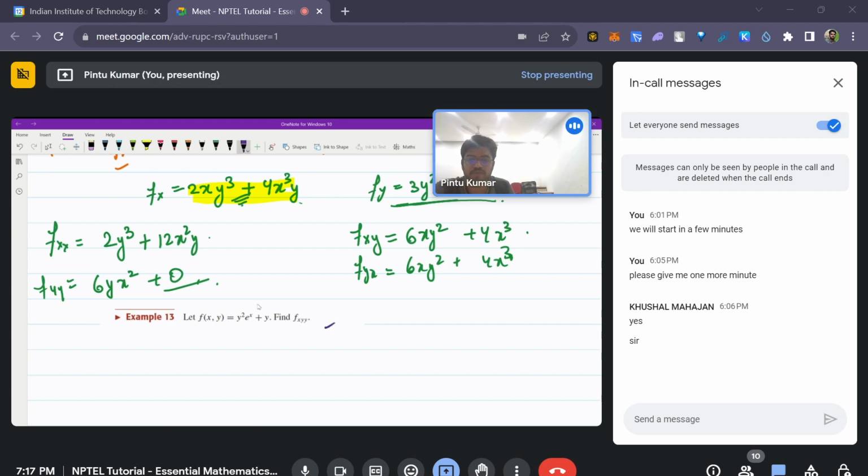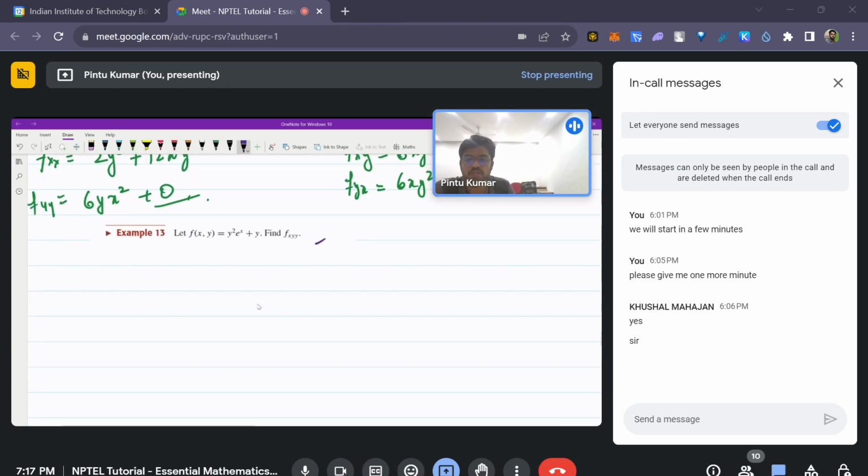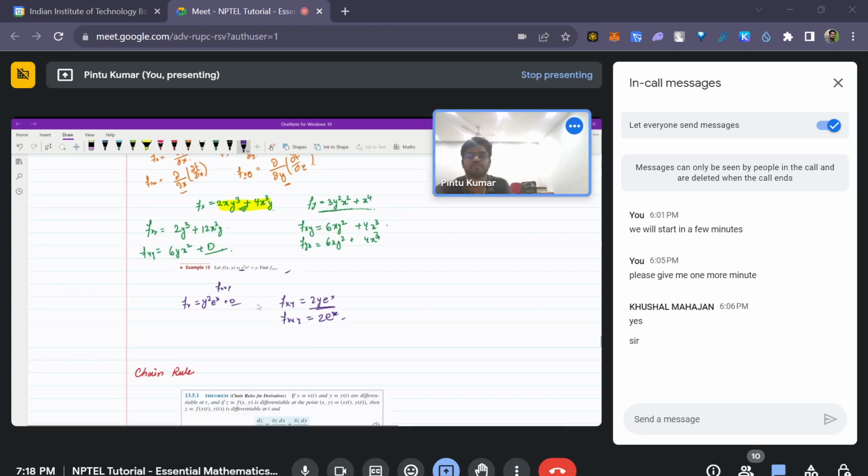Let's do one more example that I have included. This is f of xy and we want to calculate f of xyy. So first we will calculate f of x, treating y square as constant. This is y square e to the power x plus 0. Okay. Now what is f of xy? Now we will differentiate with respect to y. This is 2y e to the power x. Now f of xyy is differentiating this term with respect to y. This is 2 e to the power x. Okay, simple.